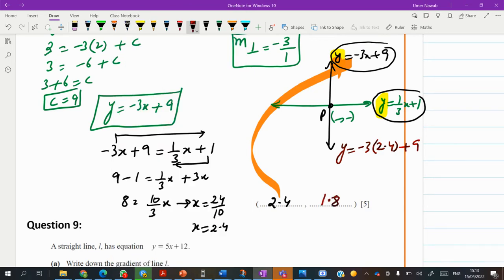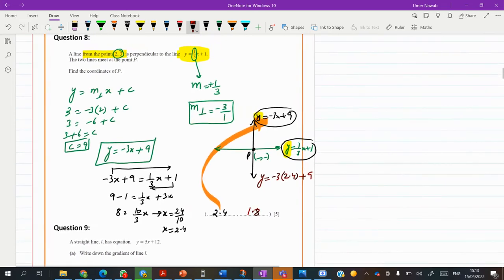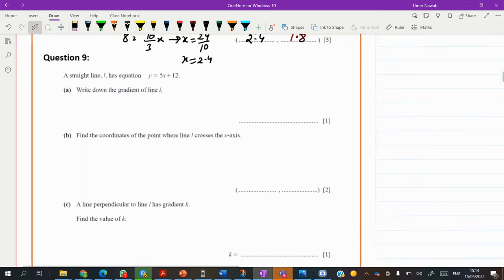So this is a tricky question, and that's why it has 5 marks. Because in this question, the examiner uses the application of the intersection of two lines, which represents algebraically solving the two equations simultaneously, which will give you graphically the point of intersection of two lines. So I found the point of intersection by using substitution.